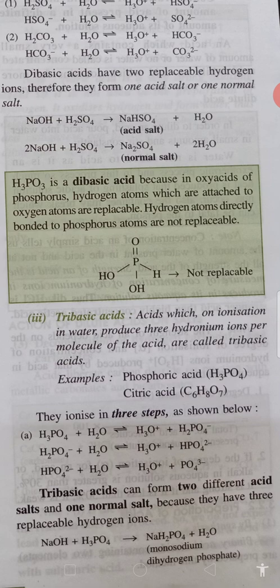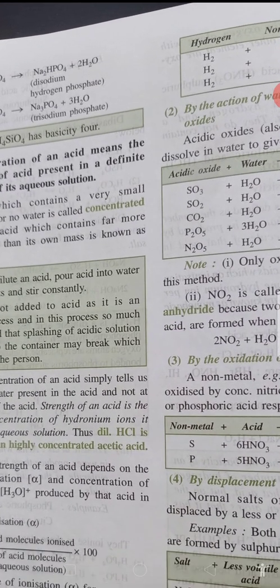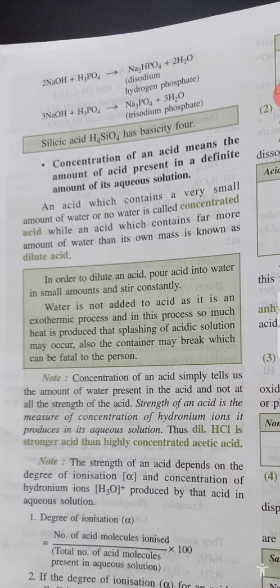So children, when NaOH reacts with phosphoric acid, it may give you monosodium dihydrogen phosphate, that is an acid salt. It may even give you, children, again 2NaOH can react with H3PO4 to give you disodium hydrogen phosphate, this is again an acidic salt, and 3NaOH may react with H3PO4 to give you trisodium phosphate, this is a normal salt.